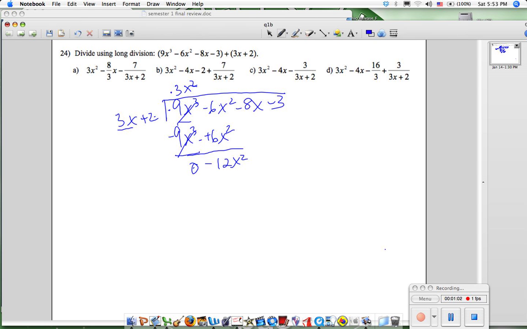So then what's the next thing we're going to do? Bring down that negative 8x. Is that the same thing as in the lower level, when we bring it down? Remember the long division? We're going to take minus 8x like that. All right, now look again.